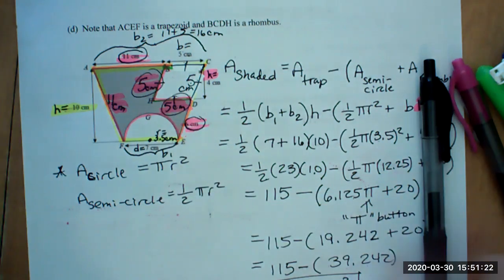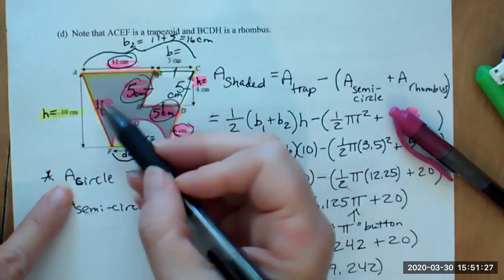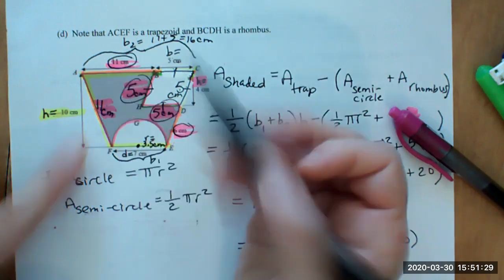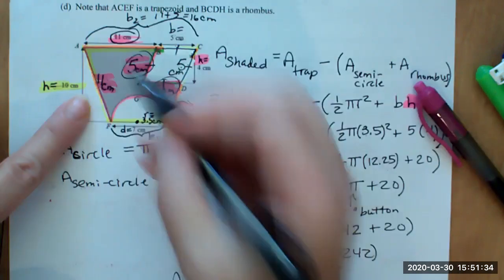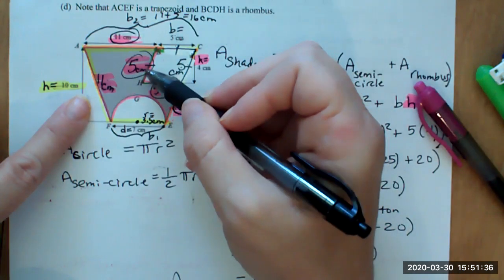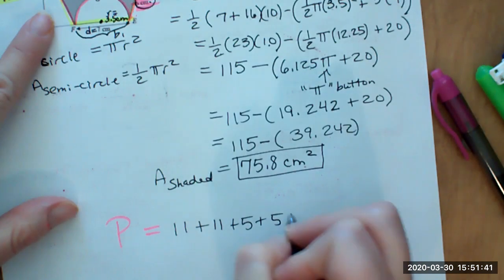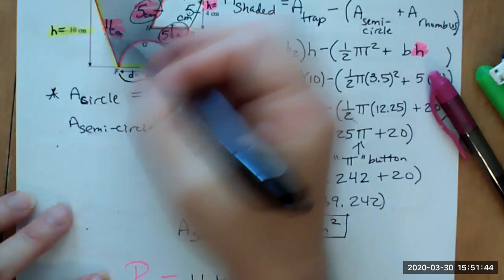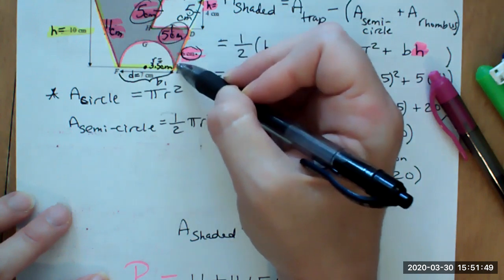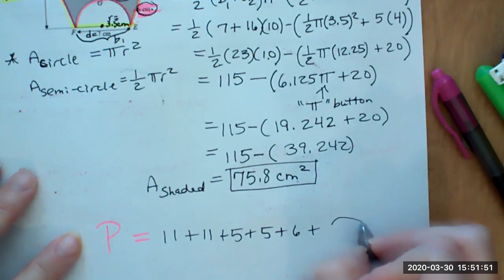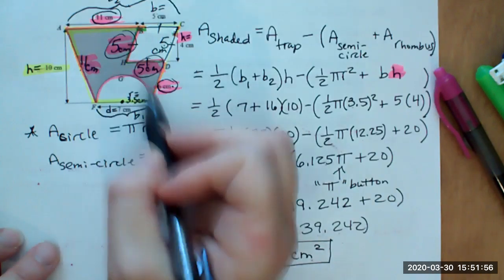So let's write what we've got so far for this perimeter. So I've got 11 plus 11, okay? We'll just kind of go around the figure. 11 plus 11 plus 5 plus 5 plus 6 plus the length of arc FGE. Okay, so we just need to figure out the length of arc FGE, right?